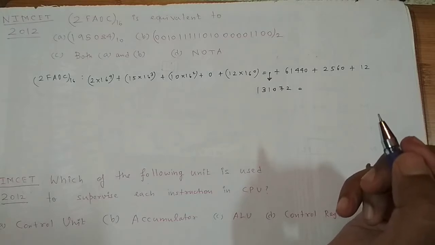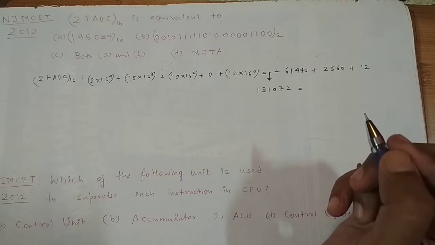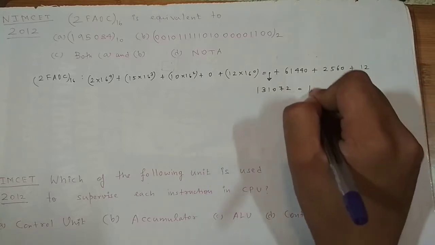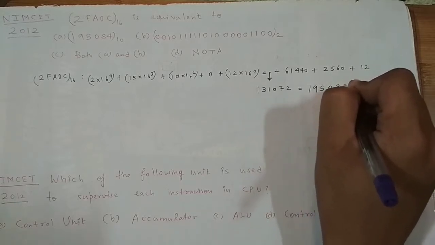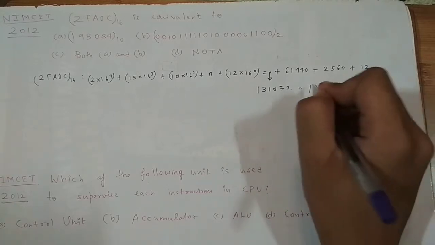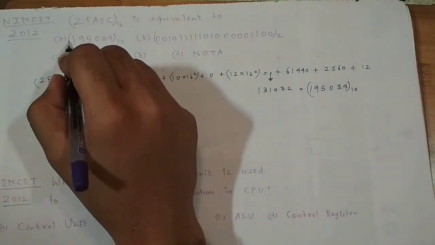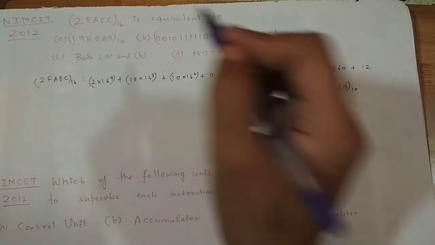131072 plus 61440 plus 2560 plus 12. I'll get 195,084. And guess what? It matches with the first option. So we have a match here. So this and option A matches.